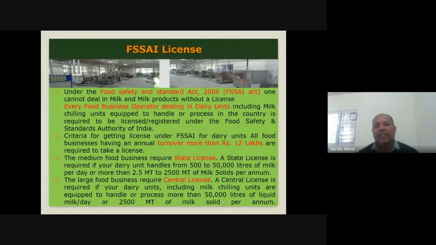Every food business operator dealing in dairy units, including milk chilling, equipped to handle or process in any country, is required to be licensed or registered under the Food Safety and Standards Authority of India. For getting a license under FSSAI for a dairy unit, all food businesses having an annual turnover of more than 10 lakhs are required to take the license. However, medium food businesses require a state license, and a state license is required if your dairy unit handles from 500 to 50,000 liters of milk per day, or more than 2.5 metric tons or 2,500 metric tons of milk solids per annum.